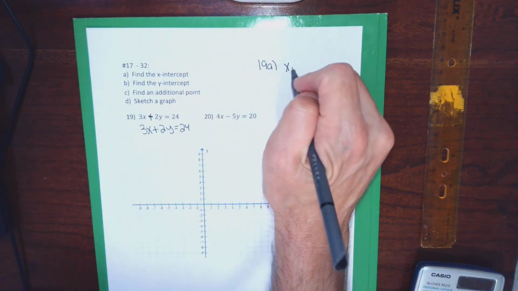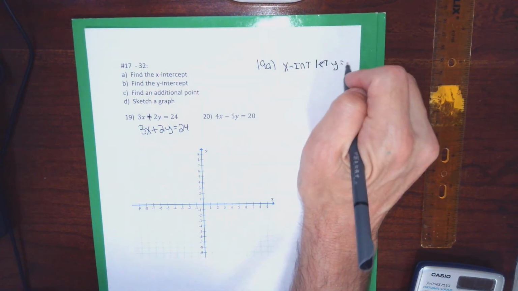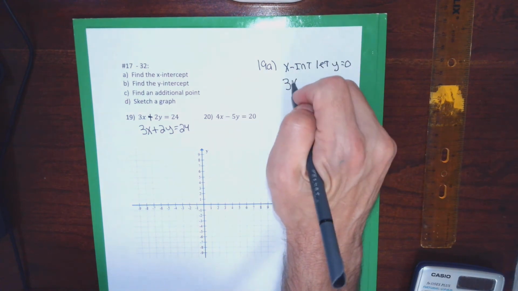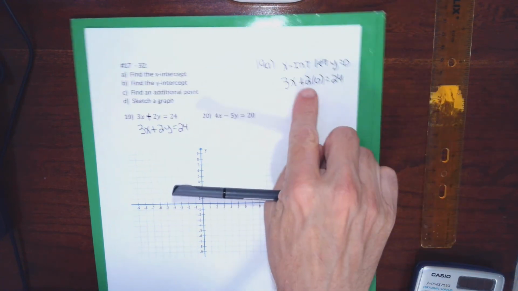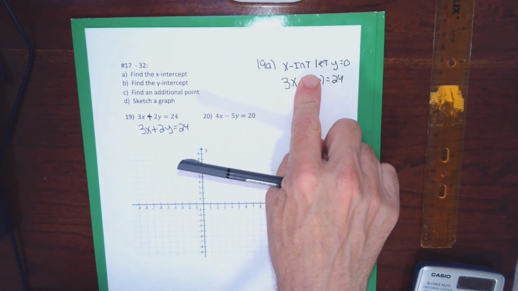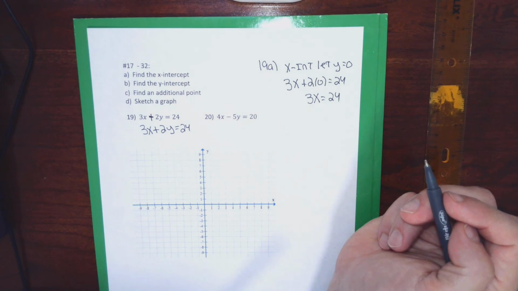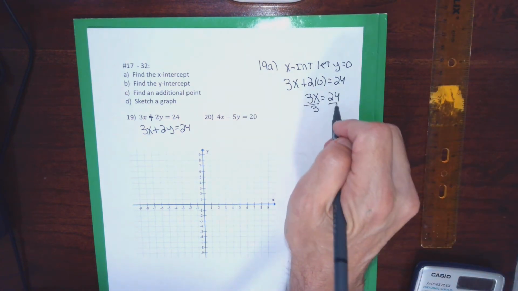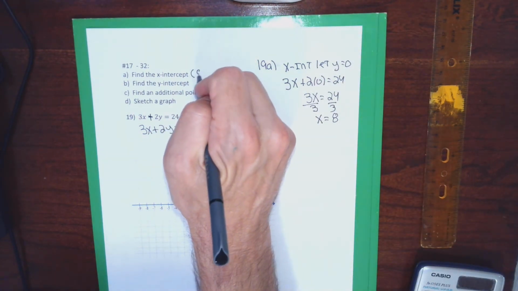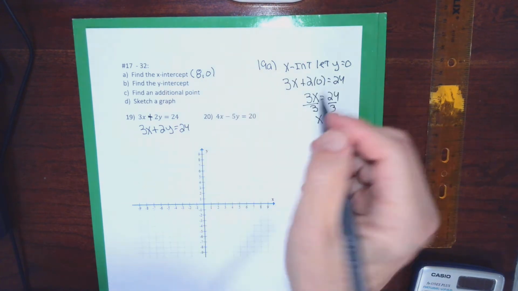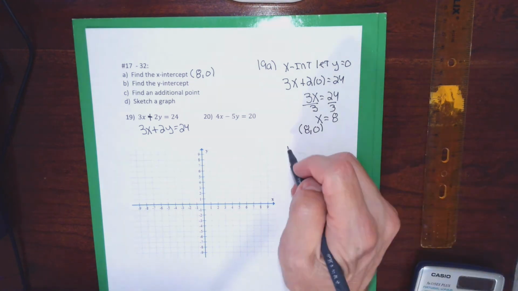I'm going to find the x-intercept. I find any intercept by letting the opposite letter be 0, so I'm going to let y be 0. I'm going to go 3x plus 2 times 0 equals 24. This 2 times 0 is just 0, so it gives me 3x plus 0 equals 24, and that's just 3x equals 24. Divide by 3, I get x equal to 8. The answer to part A for number 19, the x-intercept, is the point (8, 0), because I plugged in 0 for y and got 8 for x.